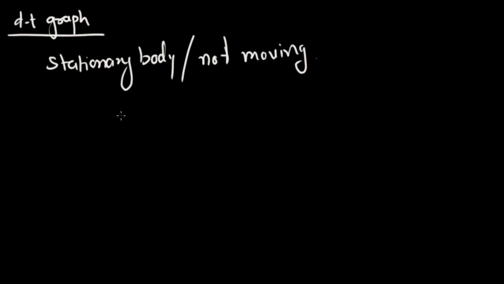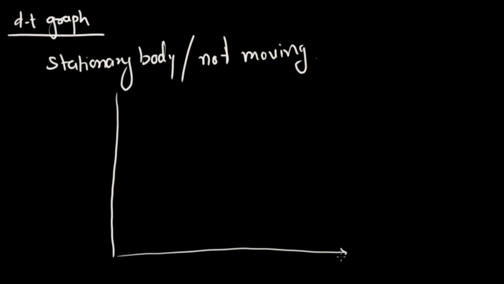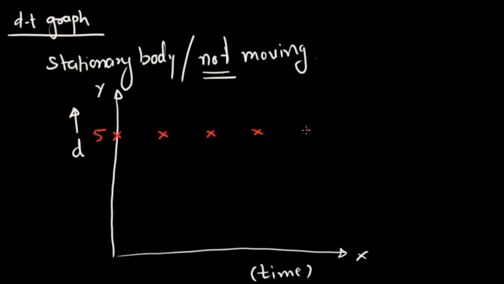Let me draw a graph where on the x-axis I'm always going to plot the time, and there is my y-axis. On the x-axis we're going to plot time, and on the y-axis I will plot distance, the distance traveled. But the body is not moving at all, so if a body is at some particular distance, say let me call it 5, it will remain so at any point of time.